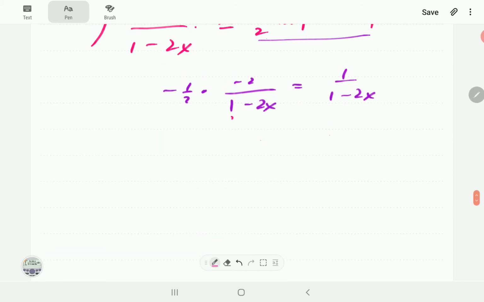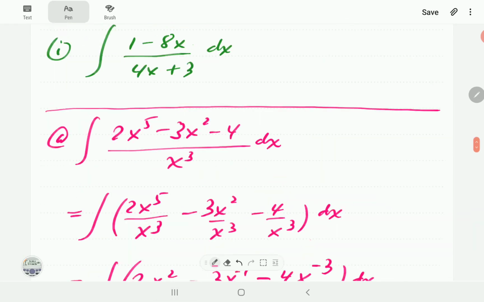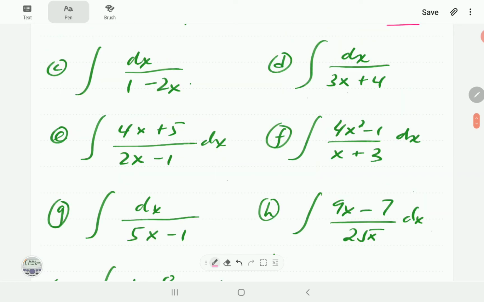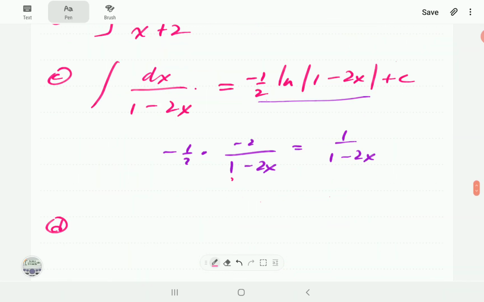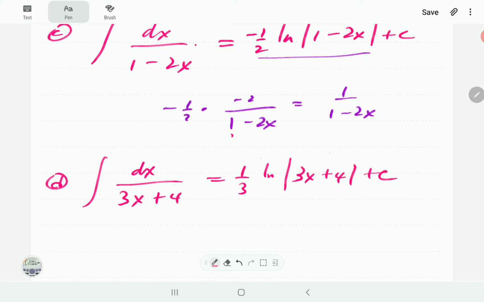All right, so for d, we have dx over 3x plus 4. So in integral of dx over 3x plus 4, this time a, which is multiplying x, is 3. So we're going to have to divide by 3. So 1/3, then ln of 3x plus 4, and then plus c.